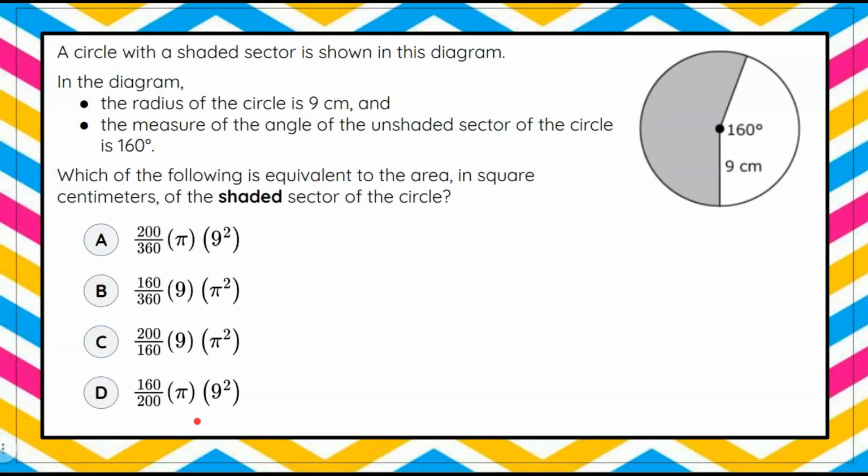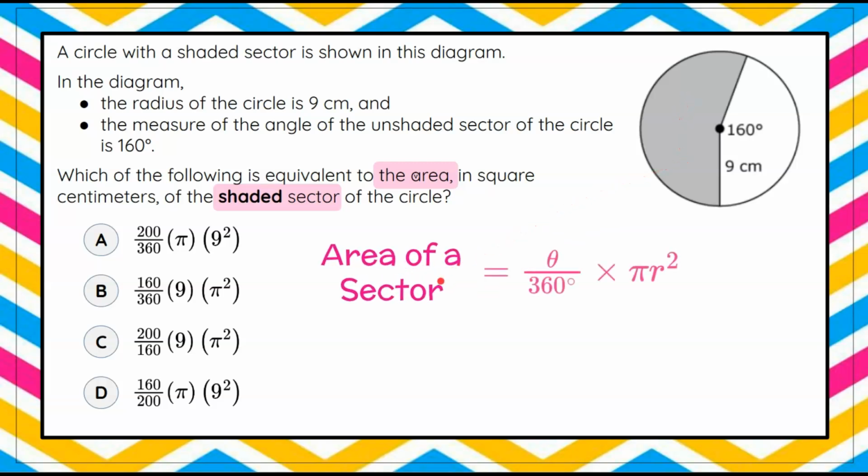Good luck. Welcome back. So again, we want to find the area of the shaded sector of this circle. So right here. We are going to use the formula to find the area of a sector, which is the angle of the sector divided by 360 degrees and multiplied by pi r squared.